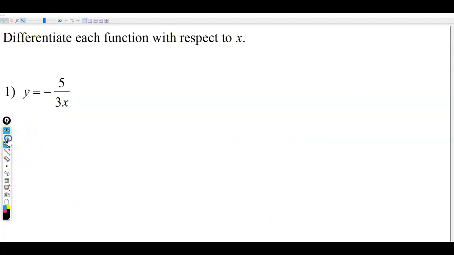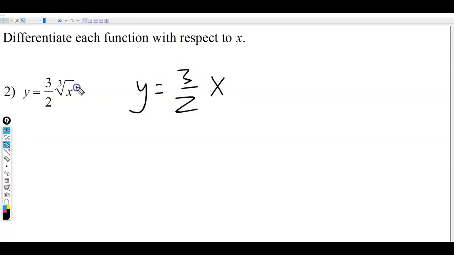Let's take a look at another question here. What about whenever you have square roots, or cube roots in this case? Once again, we want to start off by rewriting the problem. I'm going to change that to an x to the, that x has a power of 1 on it, but it has a cube root on it also. The root goes in the denominator and the power goes in the numerator. So we're going to change that to a 1/3 power.